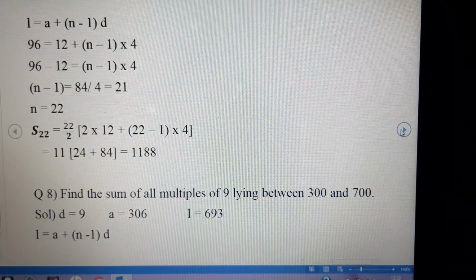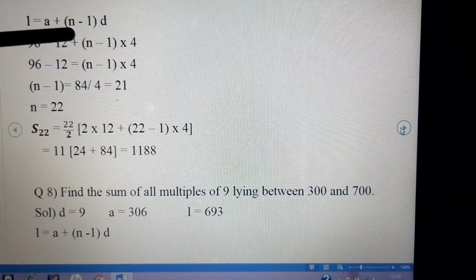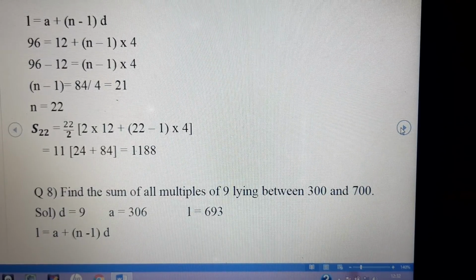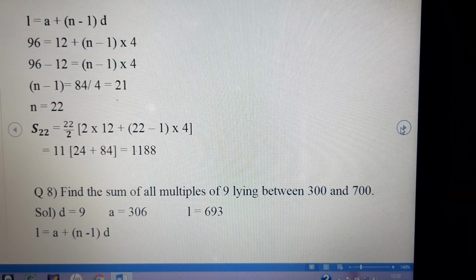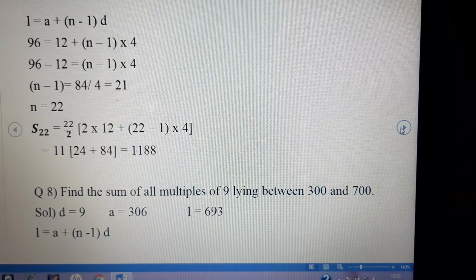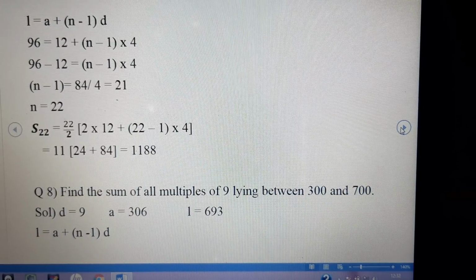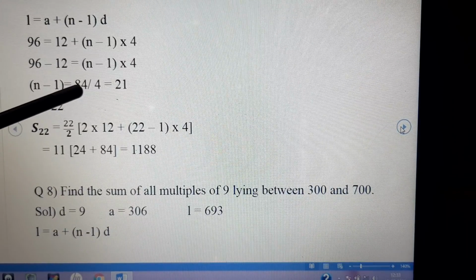So we can calculate the number of terms by using the formula L is equal to A plus n minus 1 into D. Last term is 96, A is 12. This you have to write on your own. That first term, the first 2-digit number which is divisible by 4, you have to think of yourself. 12 you will write on your own. The last term, you will think of the last 2-digit number which is divisible by 4. Clear?